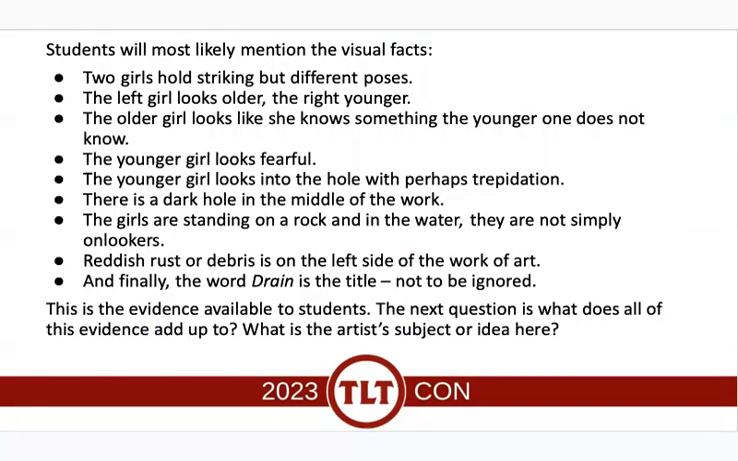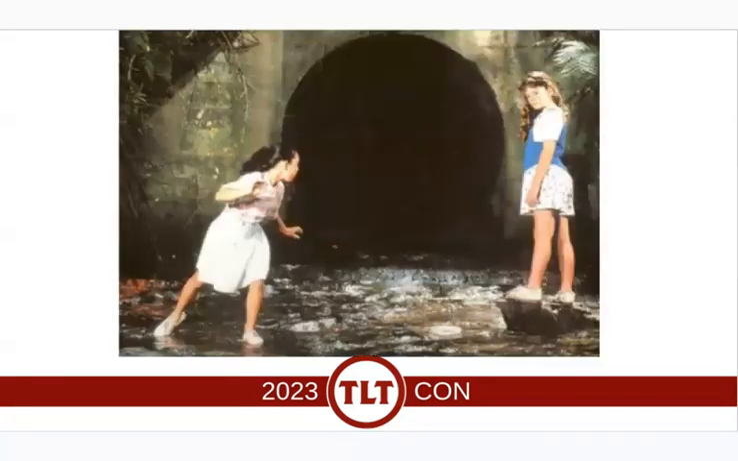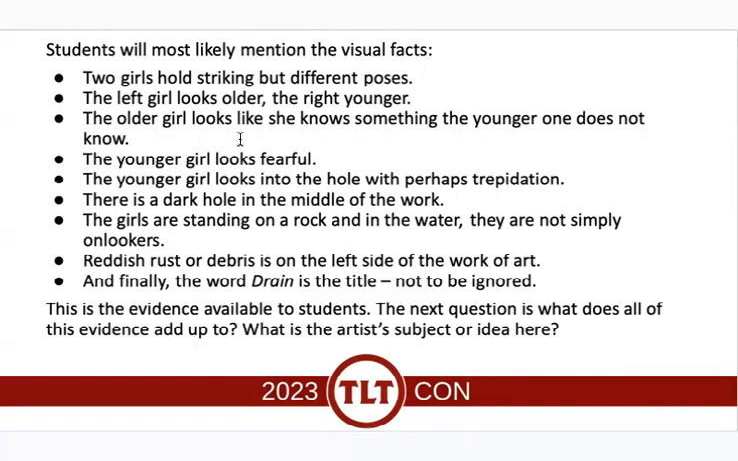And students are going to mention the facts of the matter in a sense. They'll say, yep, there are two girls. They're holding striking but different poses. The girl on the left looks younger. The girl on the right looks older. The older girl looks like she knows something. The younger girl does not. The younger girl looks fearful. The younger girl looks into the hole with perhaps trepidation. There is a dark hole in the middle of the work. The girls are standing on a rock and in the water. They are not simply onlookers.